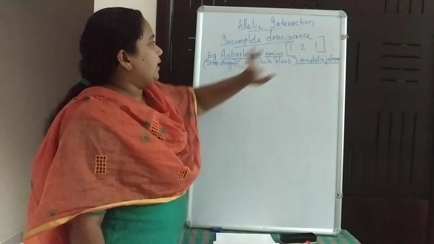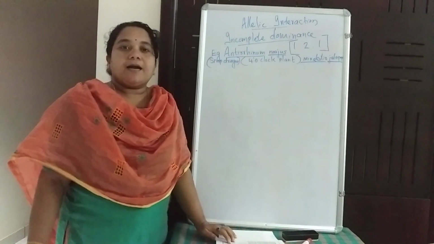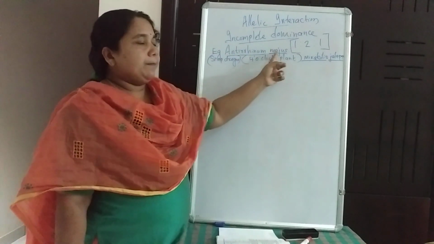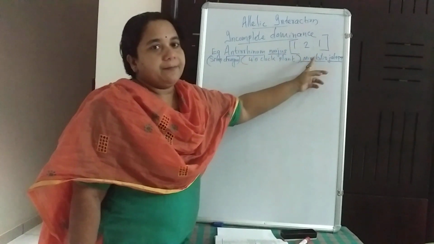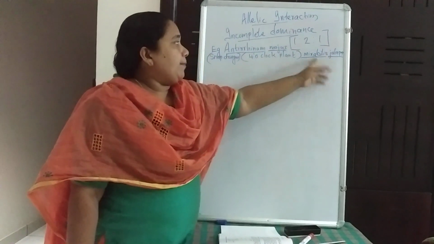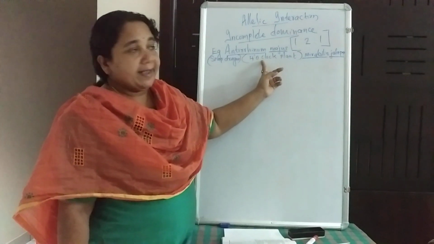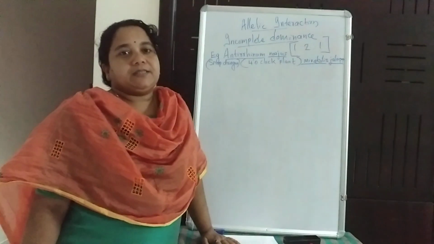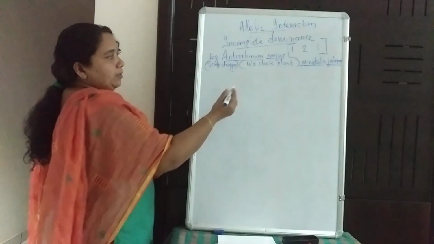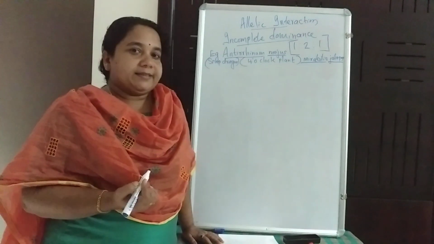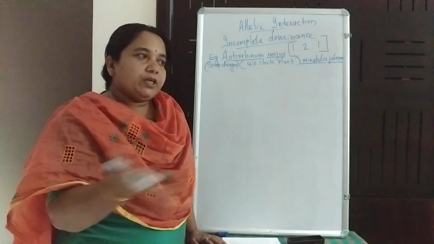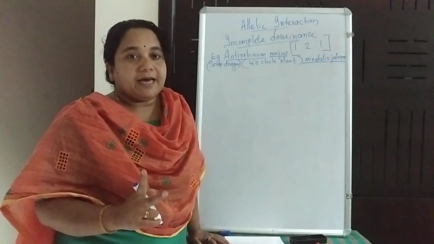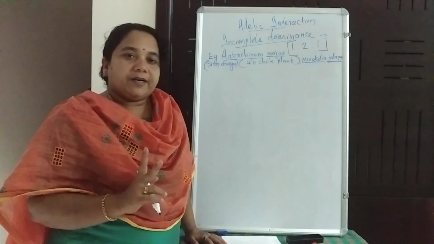We can go through incomplete dominance. Examples for studying this incomplete dominance are Antirrhinum majus and Mirabilis jalapa. Mirabilis jalapa is the 4 o'clock plant and Antirrhinum majus is the snapdragon plant. We can go through examples of the 4 o'clock plant. When we look into the 4 o'clock plant, two types of phenotypes are noted in flower color.